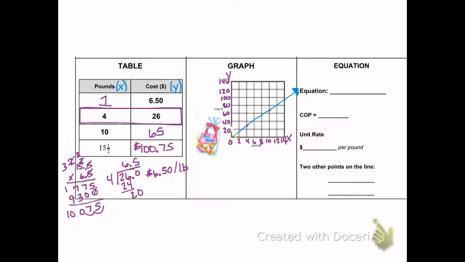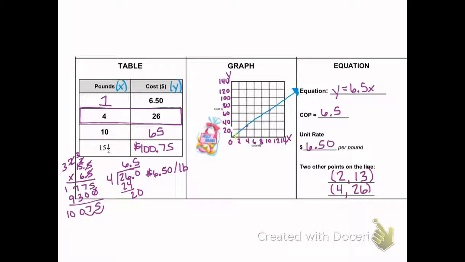So my equation here would be y equals 6.5 times x. My constant of proportionality is 6.5. My unit rate is $6.50 per pound. And if I want to talk about two other points that would be on the line, well, I know that if I have 2 pounds, that's going to be $13. I could do 4 pounds. Well, if 2 pounds is $13, then 4 pounds, double that, would be $26. So that point would also be on the line.